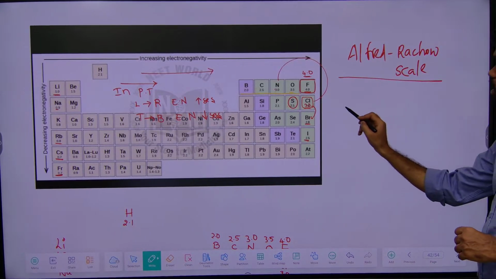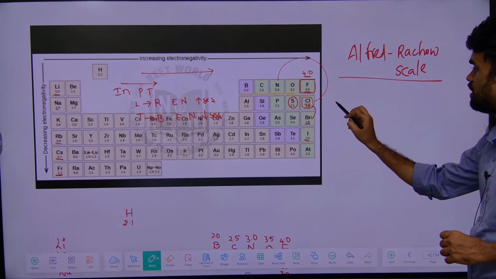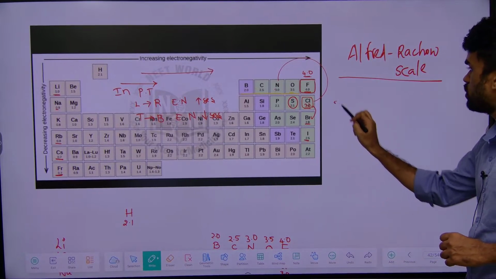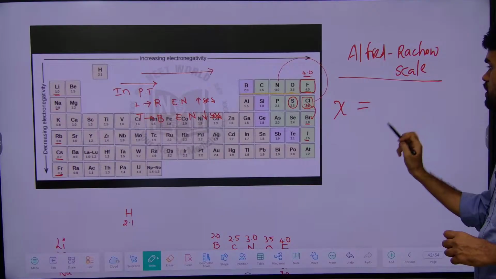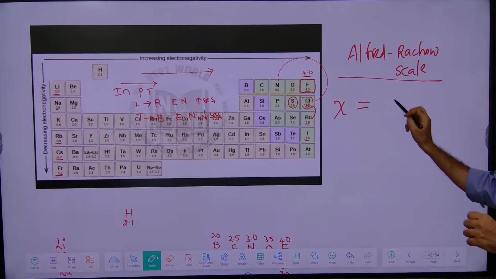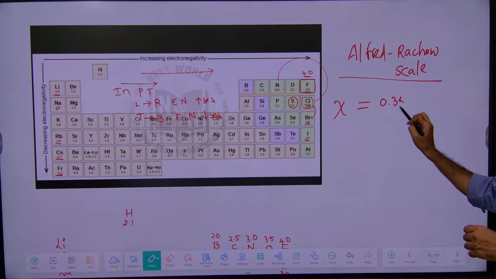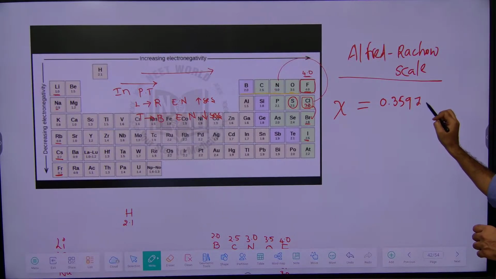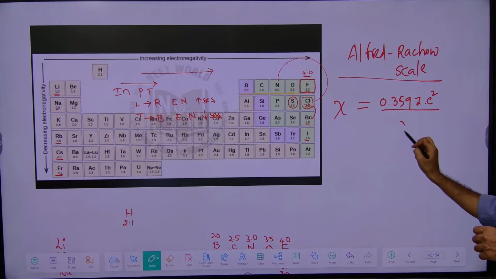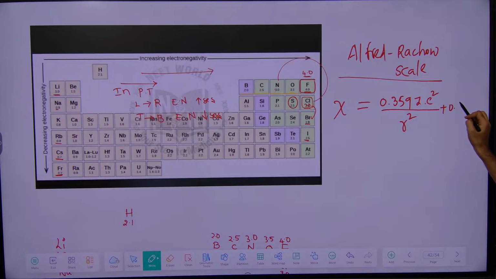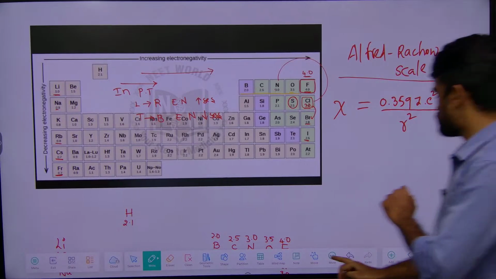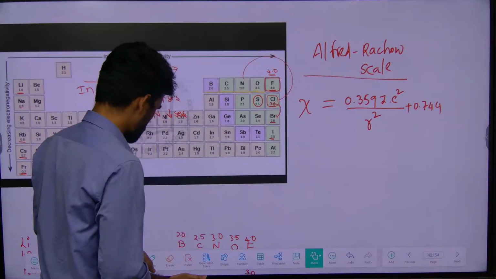So it also gives the relation between electronegativity and effective nuclear charge. That is chi is equal to 0.5359 Z E square by R square plus 0.744. So look here, what are the things you are observing?